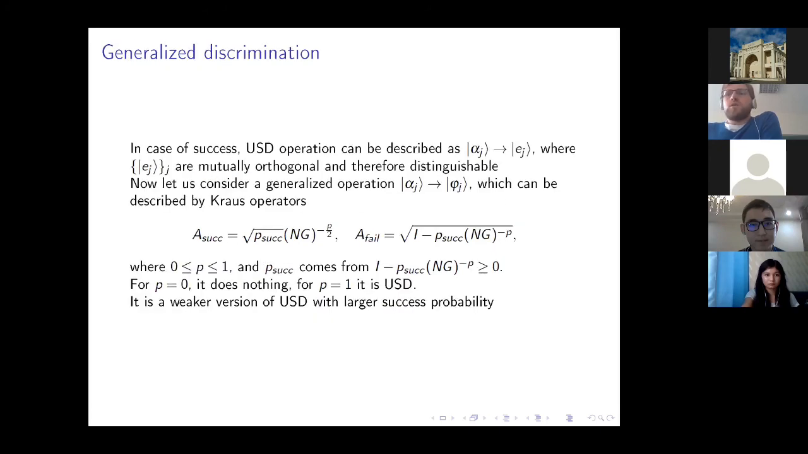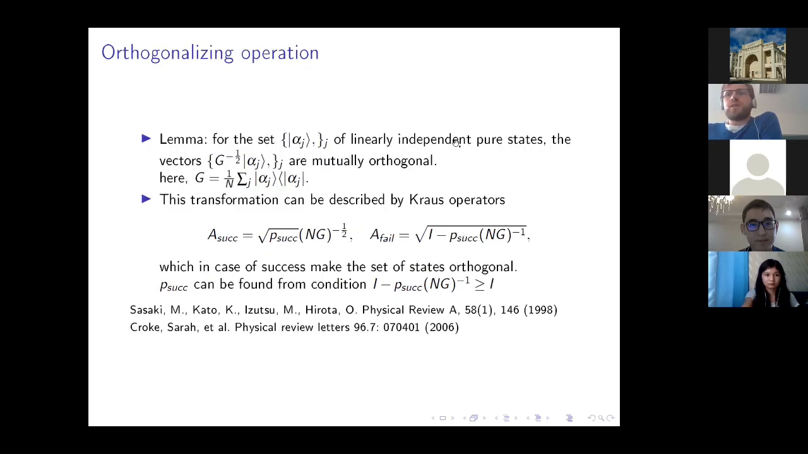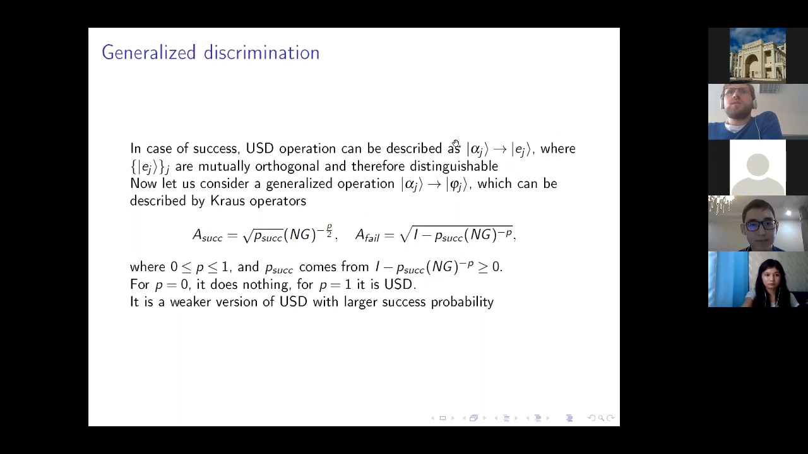Now, using these Kraus operators, we can consider a generalized discrimination, which is a very simple generalization. In case of success, this USD operation works like we are mapping the original states to the orthogonal sets E, G, and these output states are perfectly distinguishable.